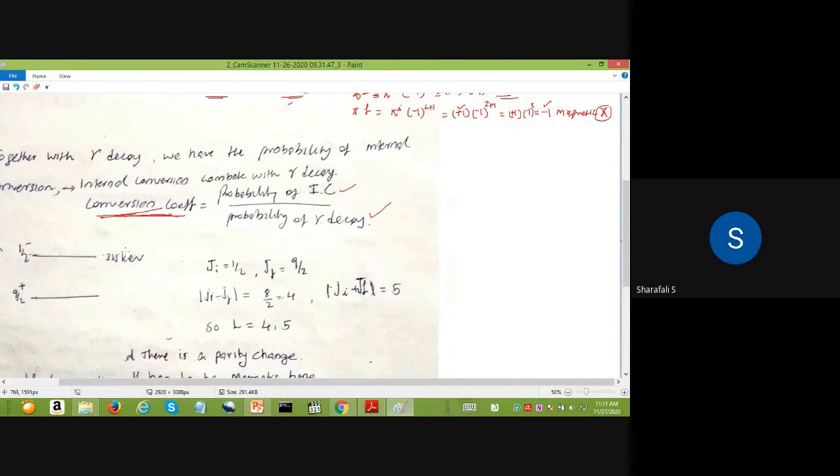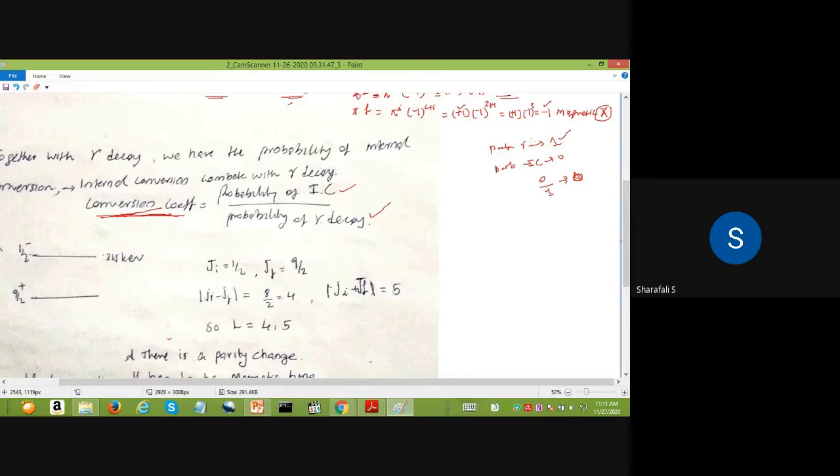So for example, if the probability of gamma decay is maximum, that means the probability is equal to 1. Then the probability of internal conversion should be 0, because gamma decay is having the maximum probability. Then that will give you 0 by 1, which is a value of 0 for this conversion coefficient, which means that internal conversion can occur only very rarely.